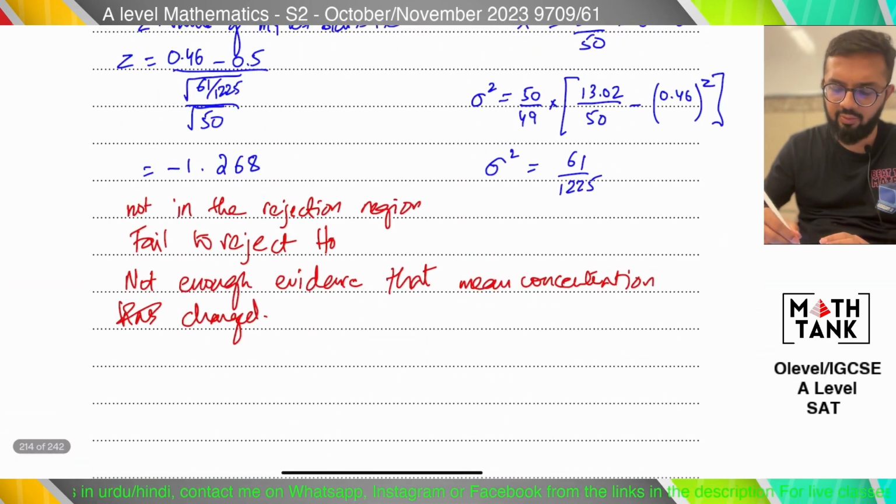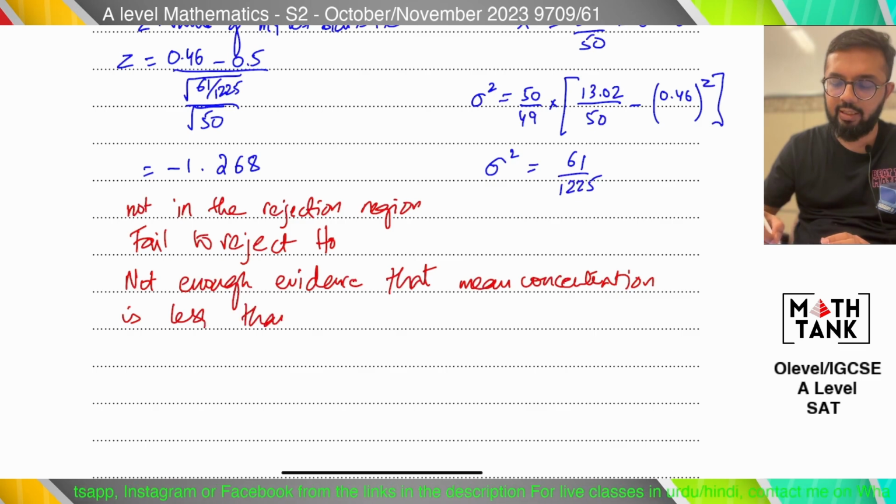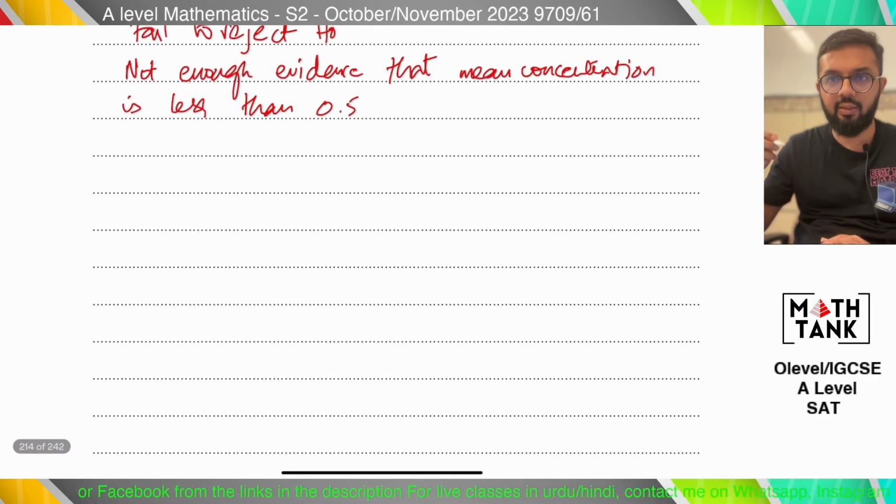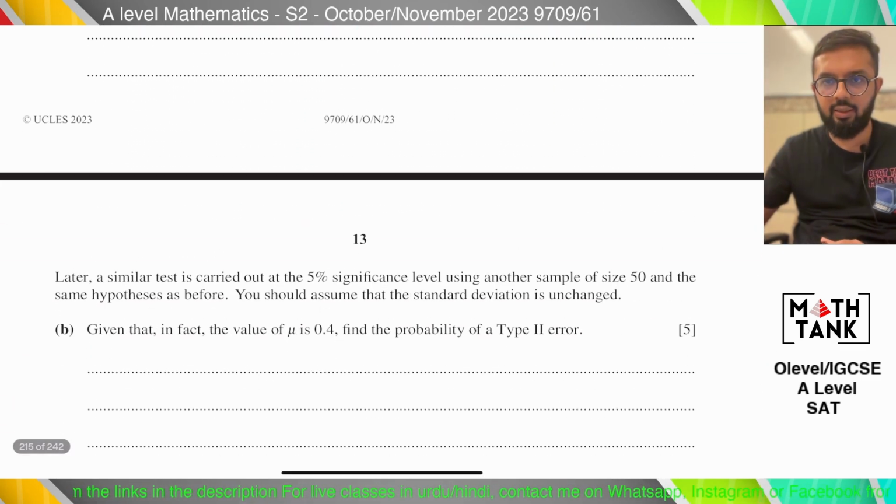It's less than 0.5, because it's a one-sided test. A change would mean it's a two-sided test.